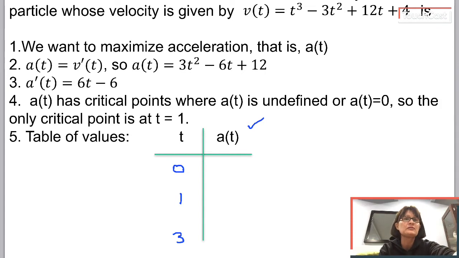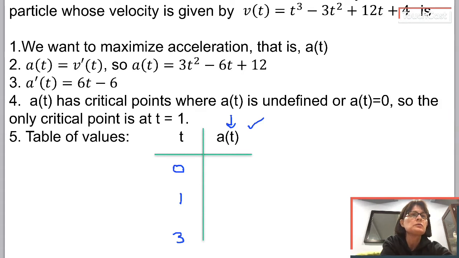Here, I was asked to find the maximum acceleration. So I'm going to pick the number from the A column. If I'd been asked to find the time at which the maximum acceleration occurred, I'd pick the t value that goes with it. But here we go.